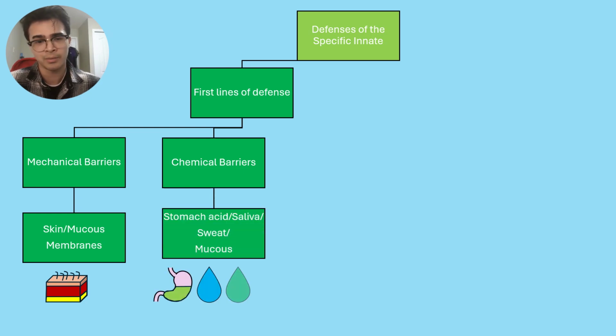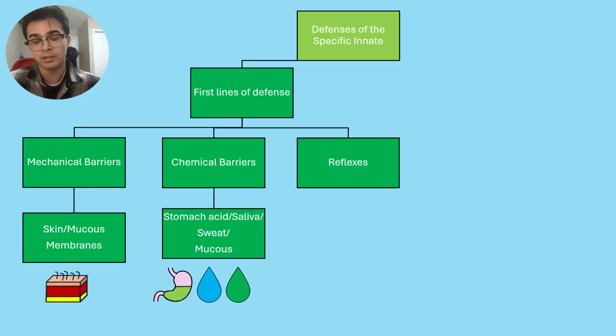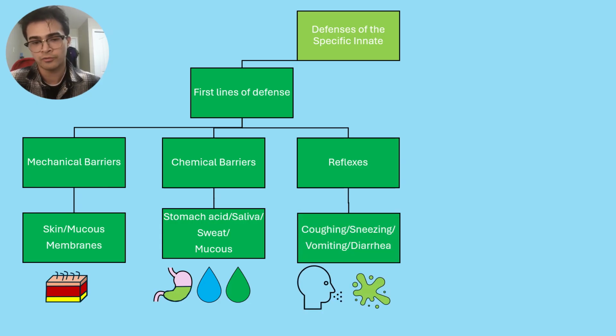This includes stomach acid, sweat, and mucus itself. Stomach acid kills the bacteria before it reaches our lower guts, and sweat and mucus washes it away. And then another category, lastly, is our reflexes. This is our emergency eject button, essentially, which includes coughing, sneezing, vomiting. It's essentially forcing the pathogen out.